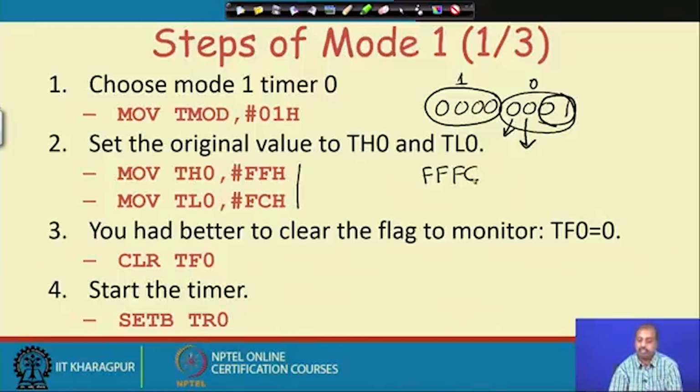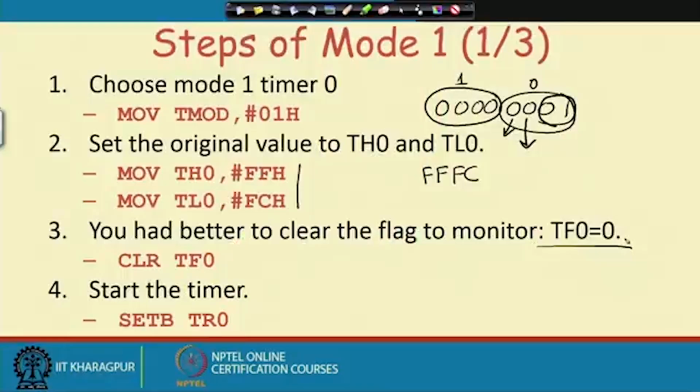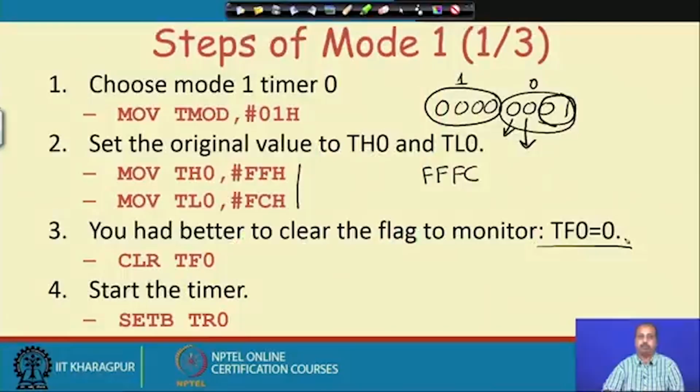and it is better that we clear this TF0 bit. For safety, because previously maybe this TF0 was set and it was not cleared before this timer had started. To be on the safe side, we should clear the TF0 bit here, and then we set bit TR0. So it will start the timer now. From FFFC it will go to FFFD, then FFFE. So it will go like that.